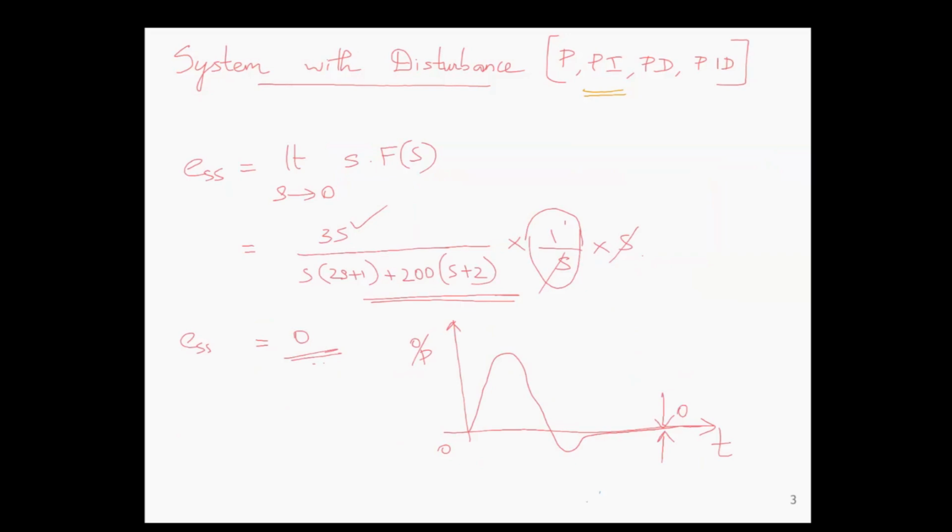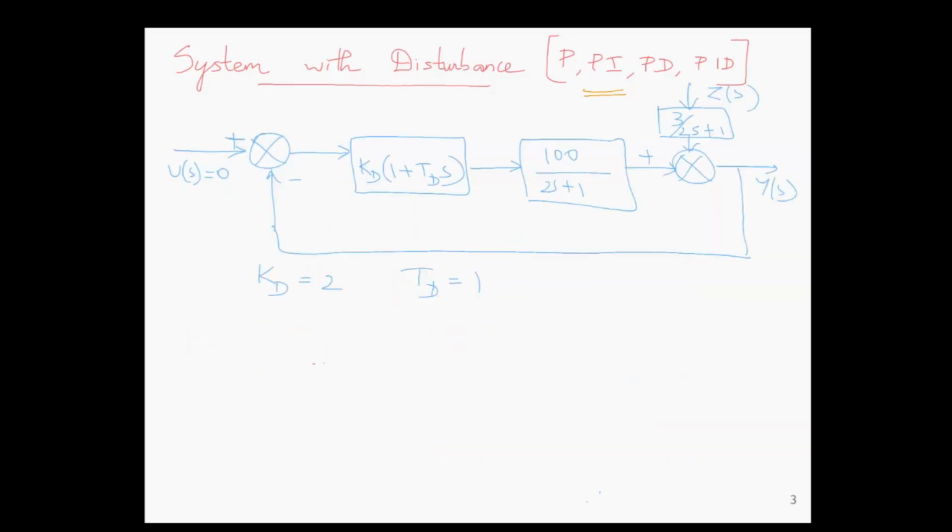So whenever you input a unit step disturbance to the system, the final output will still be 0 due to the presence of proportional integral control. The integral part makes the error 0. Now for the same system, if we use a proportional derivative controller and give a unit step as a disturbance, what will happen to the output?